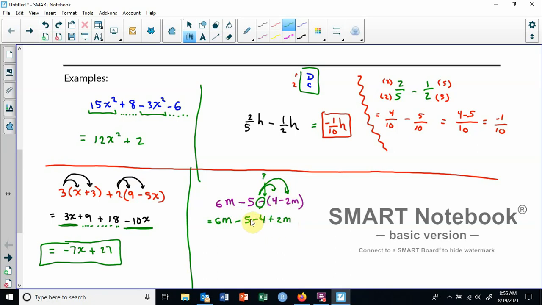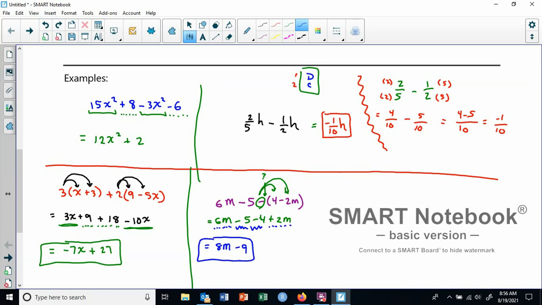Now that I've used up those parentheses, I can combine my like terms. And I have 6m and a plus 2m. That makes for an 8m. And I have minus 4, minus 5. That makes for minus 9.